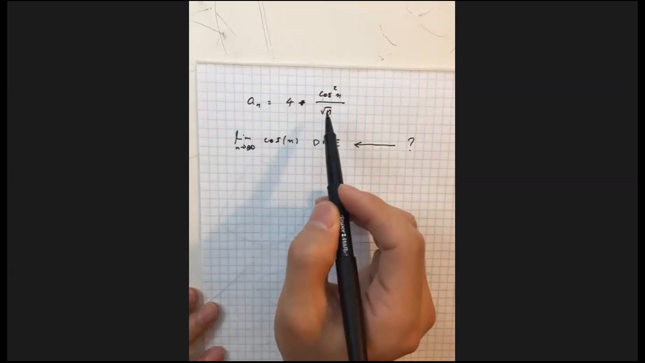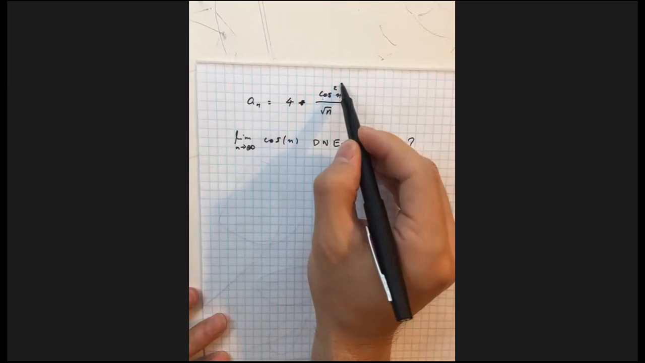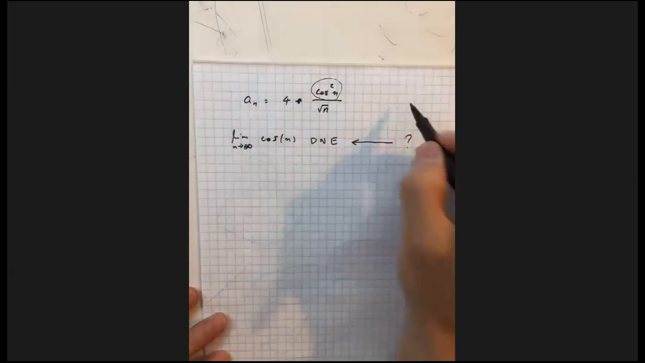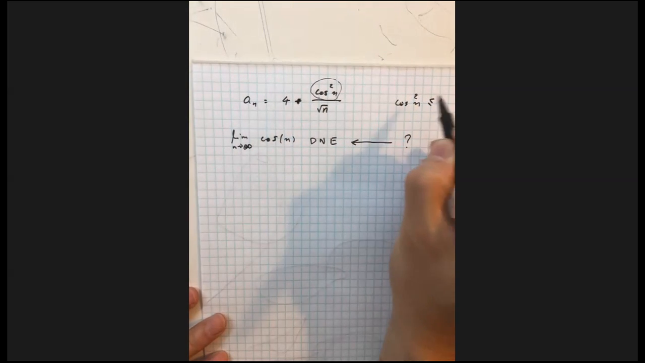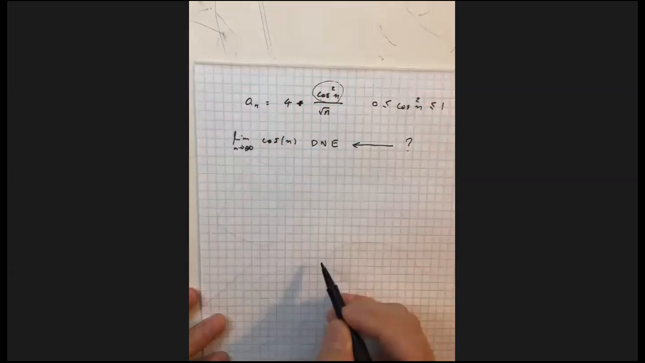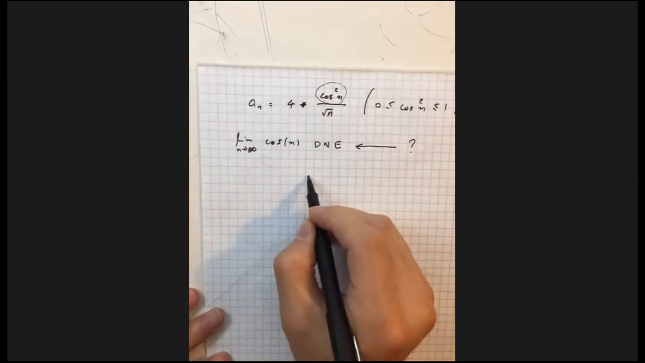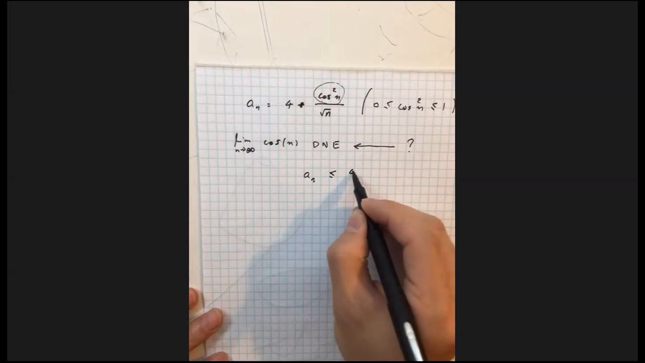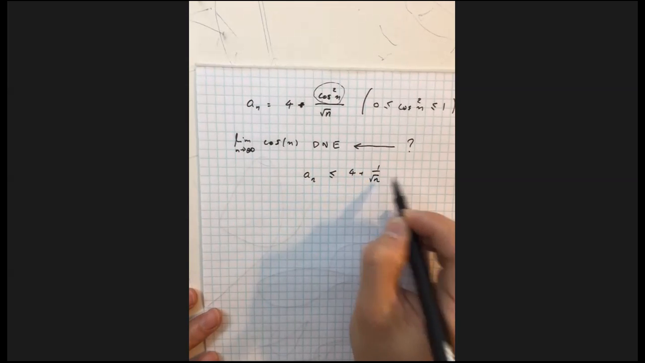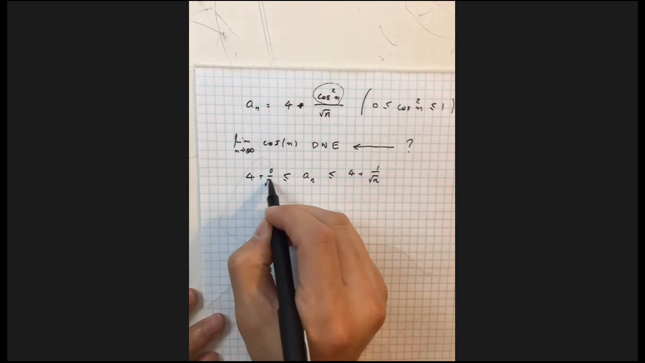That's where we are going to use the squeezing theorem, because there's one obvious squeeze that's going to occur for this one: cosine n squared is smaller than or equal to 1 and larger than or equal to 0, right? Because of this, what we have here is a_n is smaller than or equal to 4 plus 1 over root n, but larger than or equal to 4 plus 0 over root n.